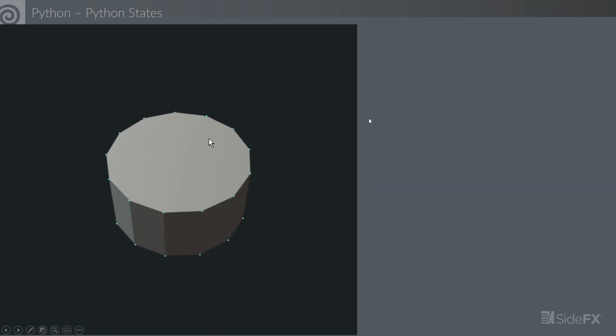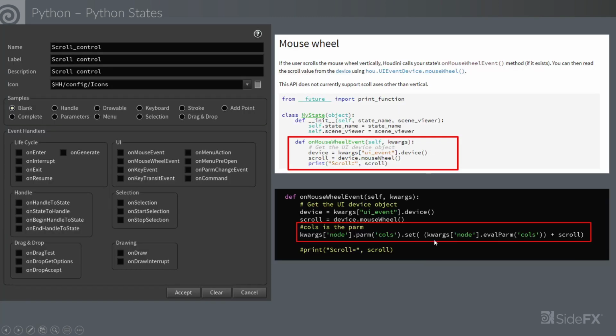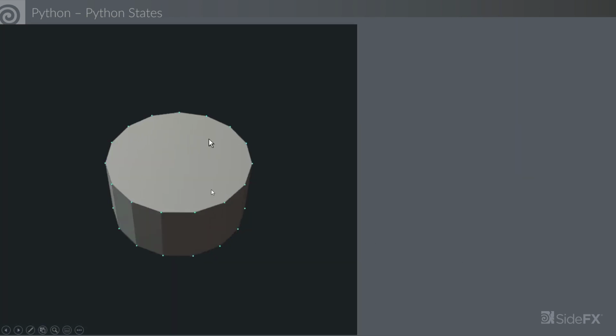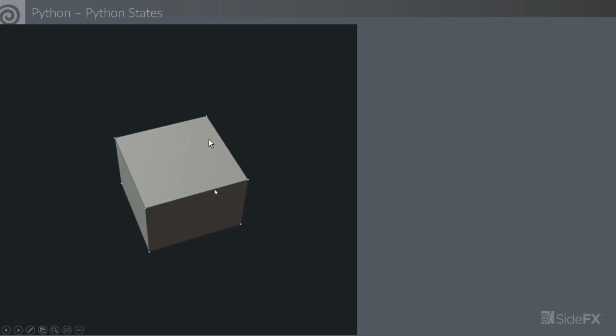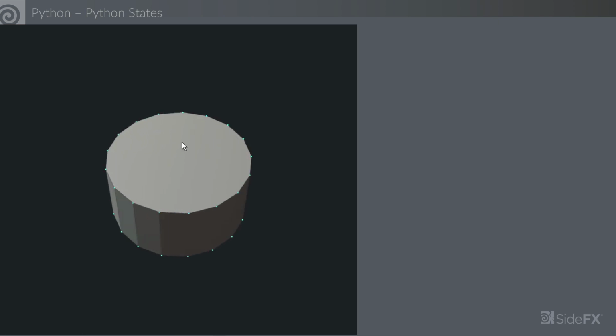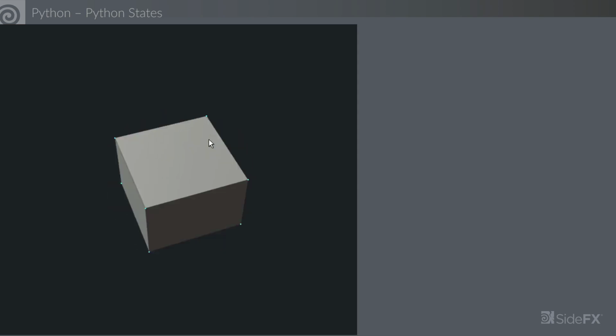Number of columns. And then we're going to set the value to whatever that parameter is already set to, right? Because let's say if it was set to 5 and we scroll up, we want it to be 6. So in this case, we take the value it already is on, and then we just add the scroll value, which is something that was pre-generated, to that, and that's going to give us that parameter value with now an incremented value. So now we've created our very first Python state ourselves. That is just a simple tube that modifies the number of columns based on the scroll wheel.